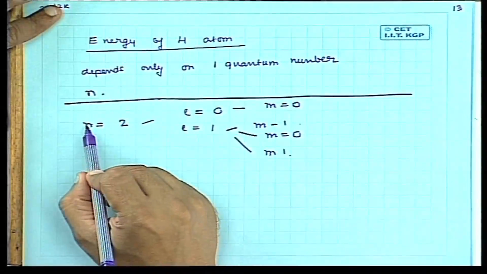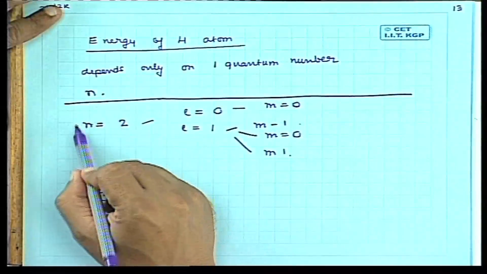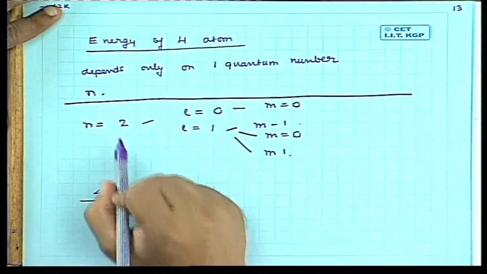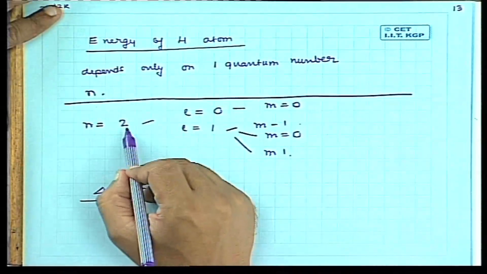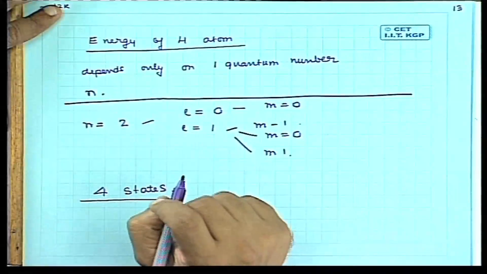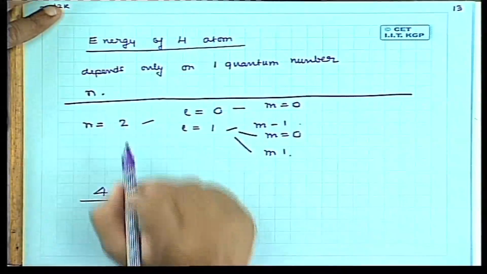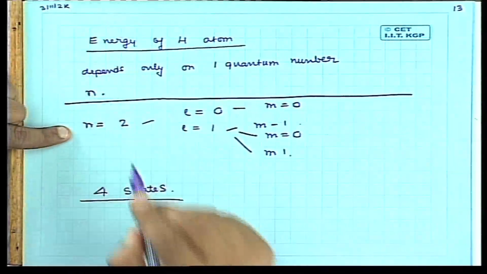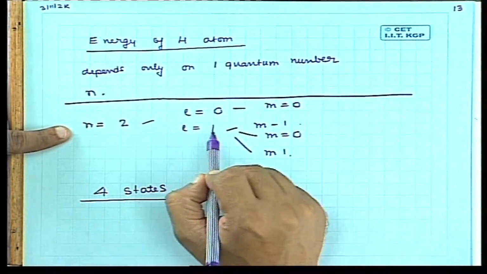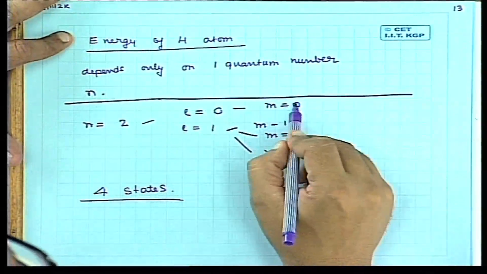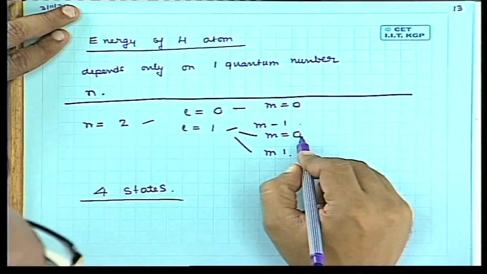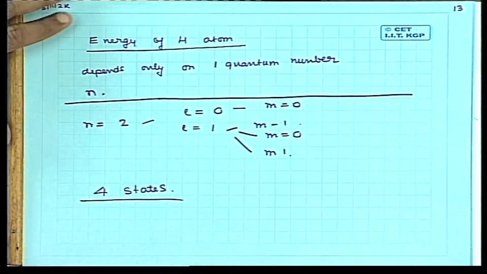For example, if you fix n equal to 2, this is the first excited state of the hydrogen atom; n equal to 1 is the ground state, n equal to 2 is the first excited state of the hydrogen atom. For this case, the angular momentum L can be either 0 or it could be 1. When L is 0, m has to be 0. When L is 1, m could be minus 1, 0 or plus 1.